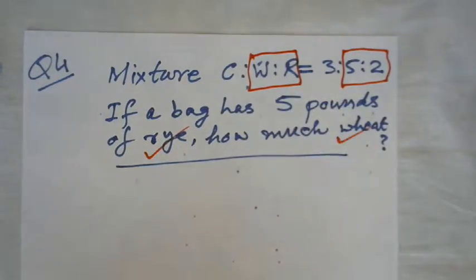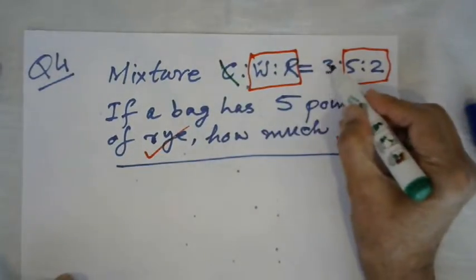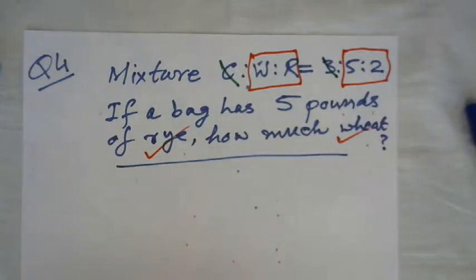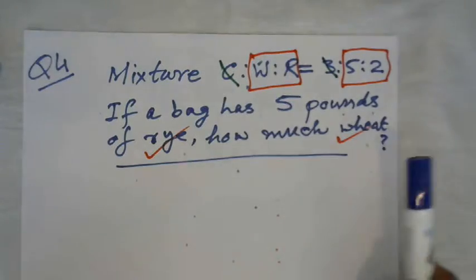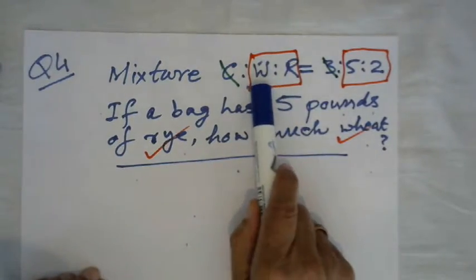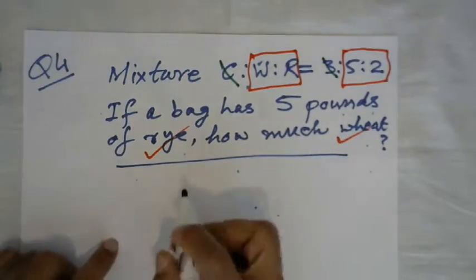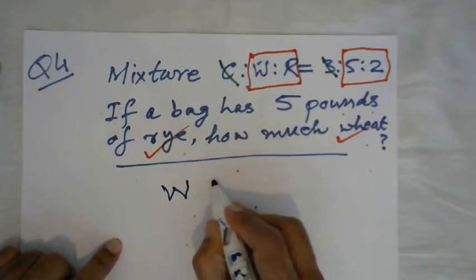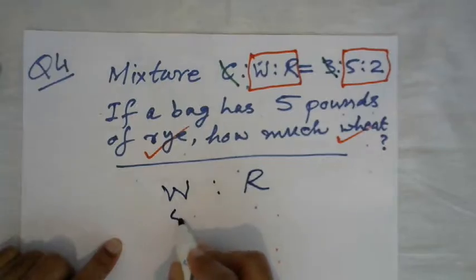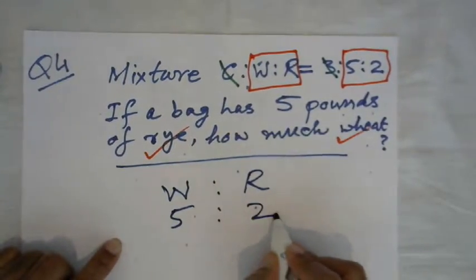We do not need C and we do not need 3. So I am writing the same thing. The ratio of wheat to rye is 5 to 2. So this is wheat, this is rye, this is 5, this is 2.